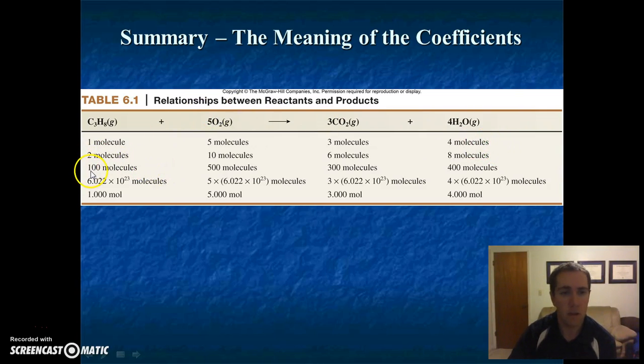Same thing if we start with 100. 100 times 5, 100 times 3, 100 times 4. And so if we just increase that number, eventually we get up to 6.022 times 10 to the 23rd. And so you again multiply by 5, multiply by 3, multiply by 4. But 6.022 times 10 to the 23rd is a mole. So we can say that 1 mole of propane reacts with 5 moles of oxygen to give us 3 moles of carbon dioxide and 4 moles of water.